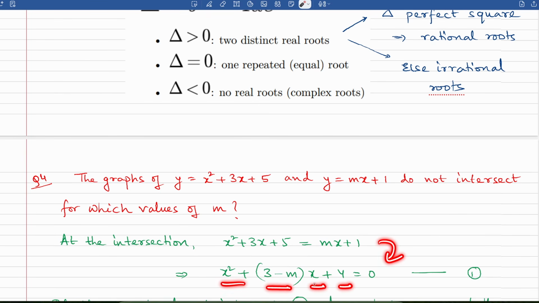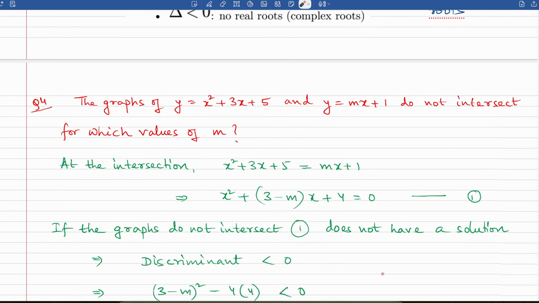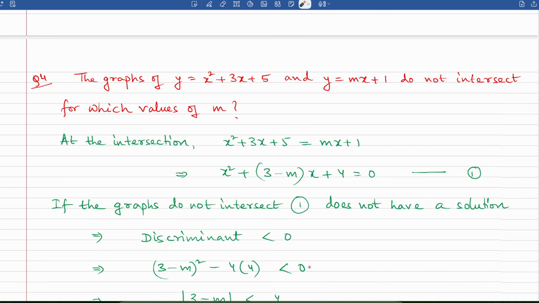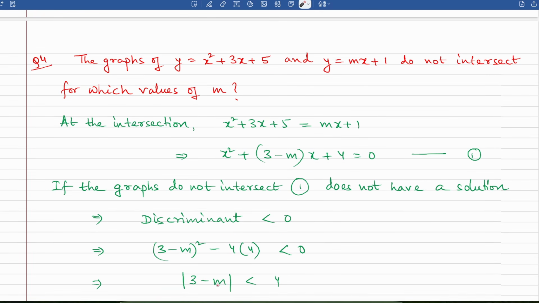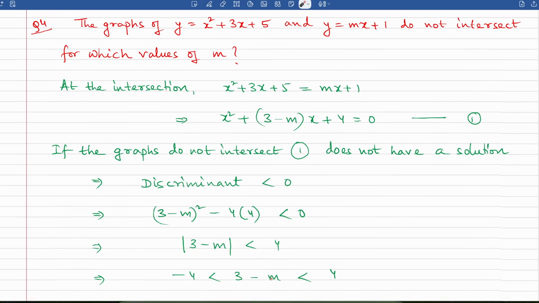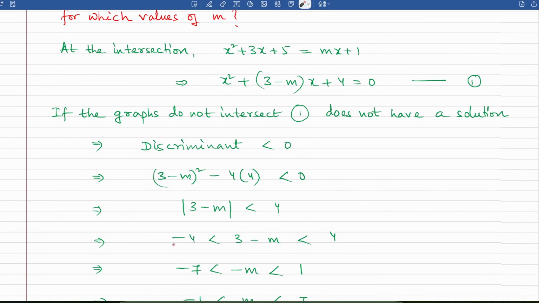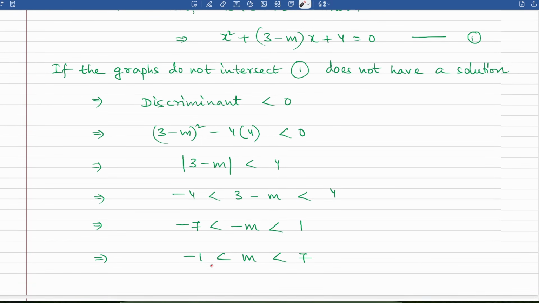So b square minus 4ac will yield 3 minus m whole square minus 4 times 4 is less than 0. You can take the square roots on both sides, which will yield modulus of 3 minus m less than 4. Here, make sure to take the modulus, don't just take the positive case. So this will lead to minus 4 less than 3 minus m less than 4 upon simplification. So you subtract 3 from it, multiply minus 1, you will end up with minus 1 less than m less than 7. In the next section, we will learn factor and remainder theorem.